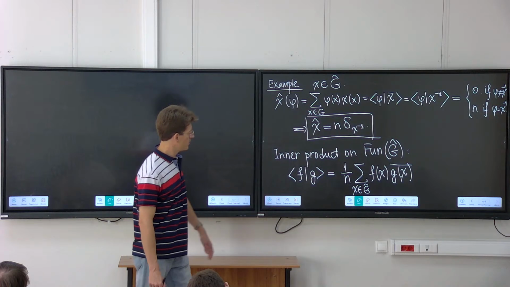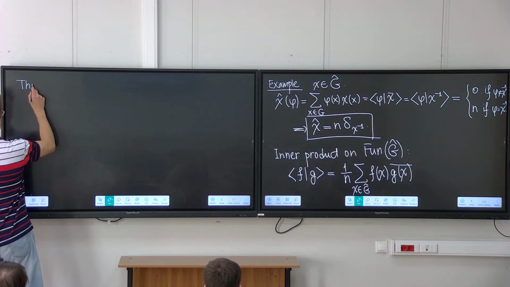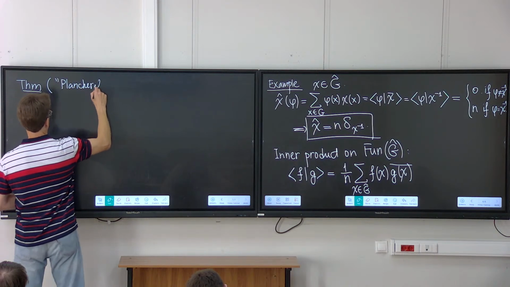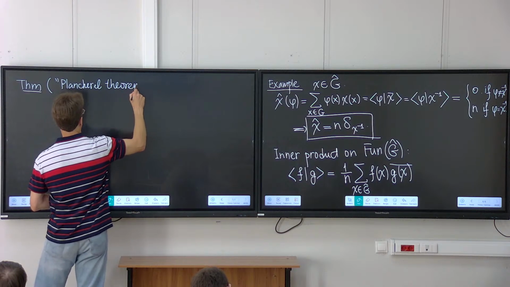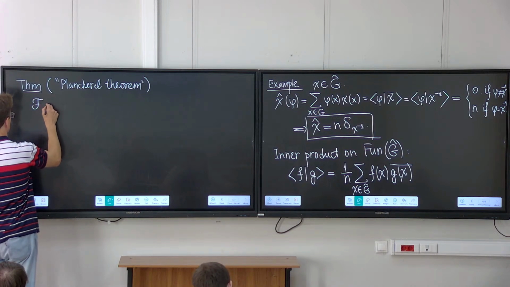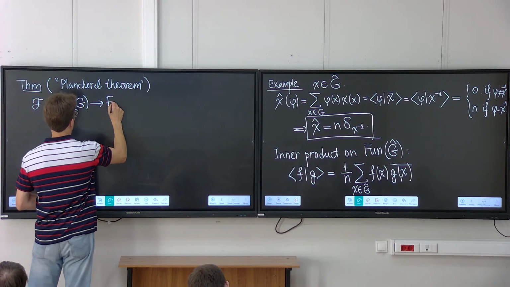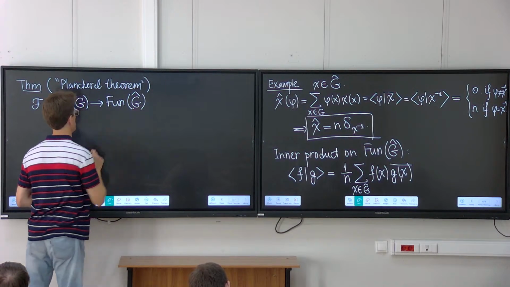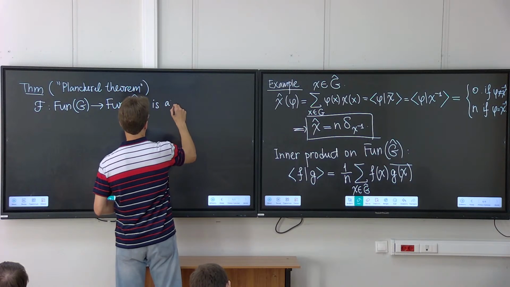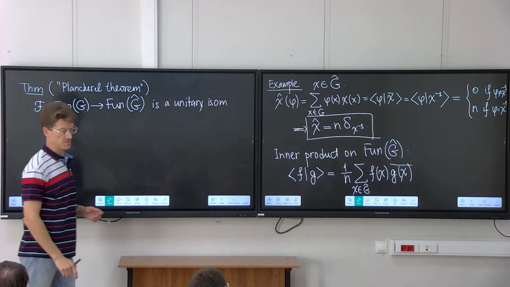And if we equip the space with such an inner product, then we naturally come to the following result, which is a very special case of the Plancherel theorem. It states that the Fourier transform is a unitary isomorphism between the respective finite dimensional Hilbert spaces. Unitary isomorphism, that is, a bijection which preserves the inner product.